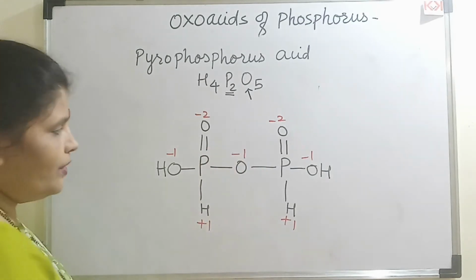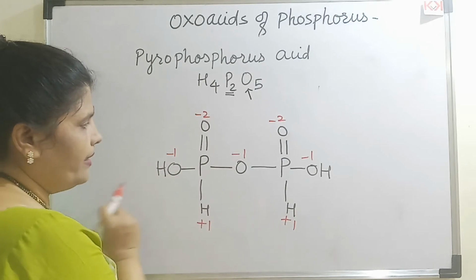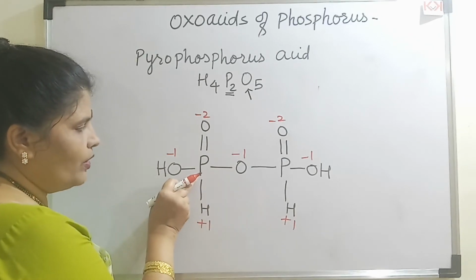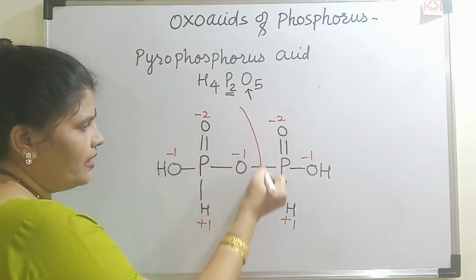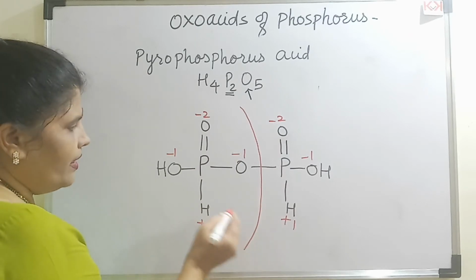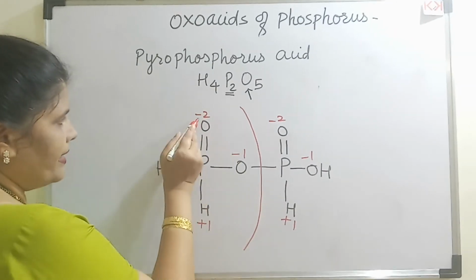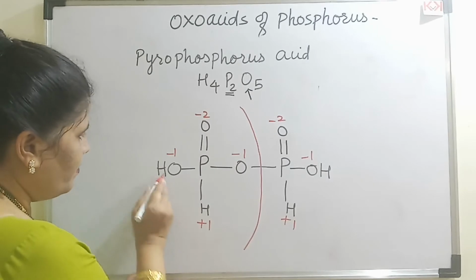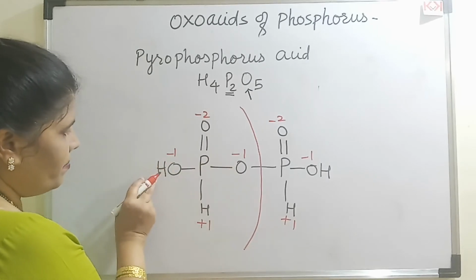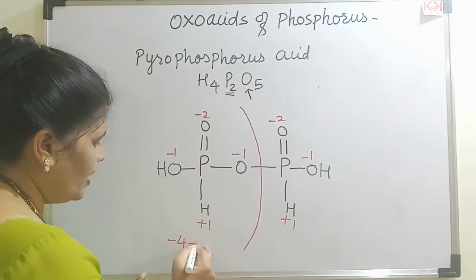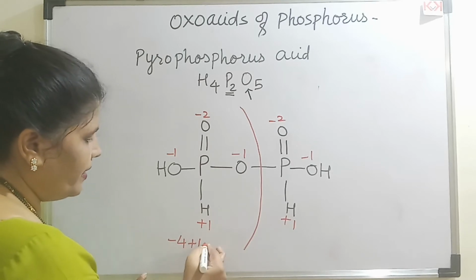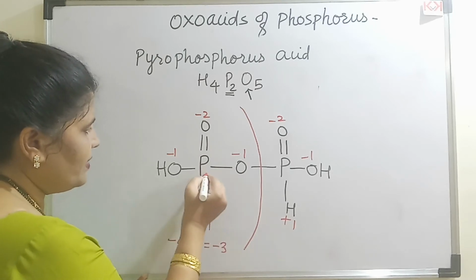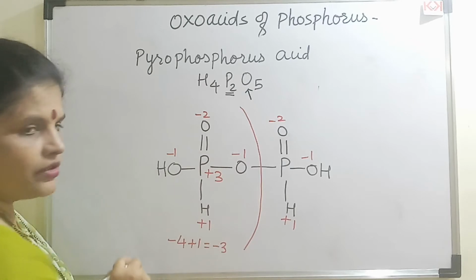Now how to assign the oxidation number on phosphorus, students? For assigning the oxidation number on this phosphorus, you will consider the molecule in this way. Right? Now let us make a total. -2 and -1, that is -3, -4. So -4 and this is +1. So the remainder is -3. So phosphorus here is in its +3 oxidation state.